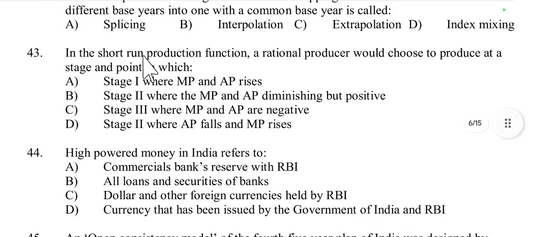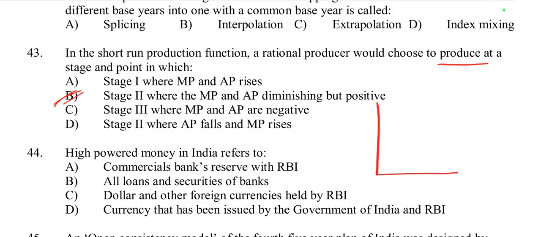Then 43. In the short run production function, a rational producer would choose to produce at which stage: stage 1, stage 2, or stage 3. A rational producer chooses stage 2, where MP and AP are diminishing but positive. So this is the right option B, because a producer would choose to produce at stage 2 where the MP and AP are diminishing but positive.